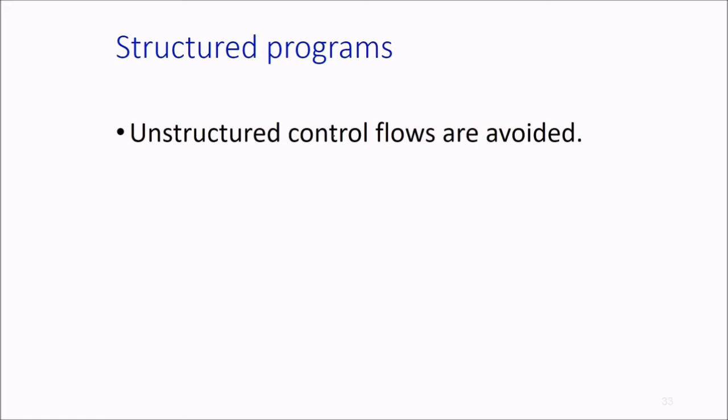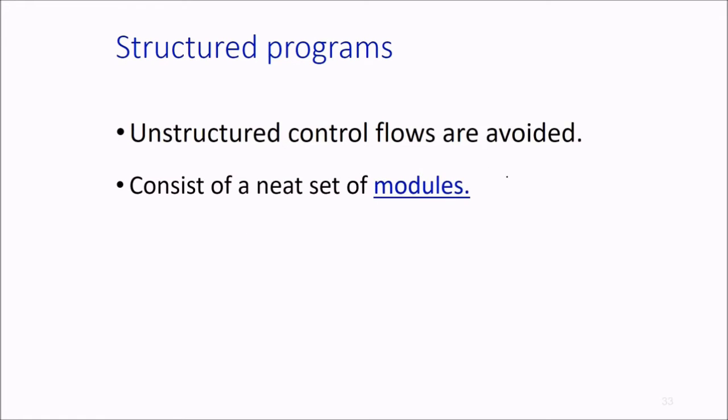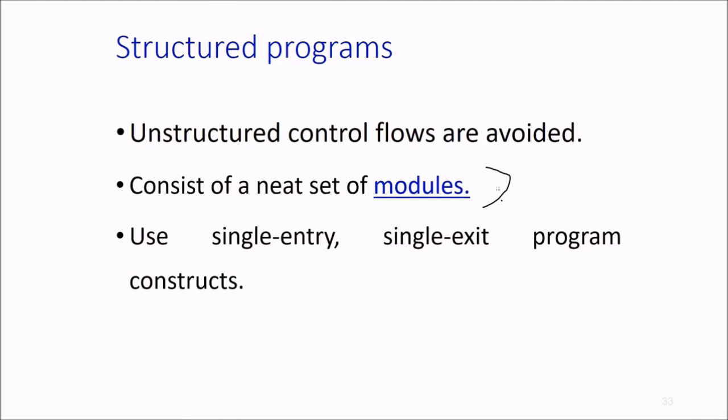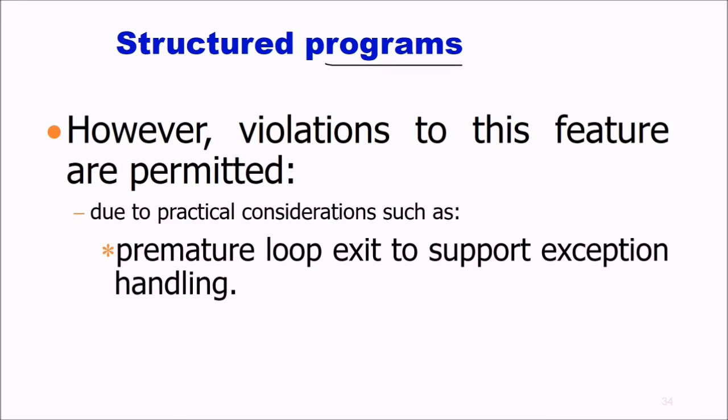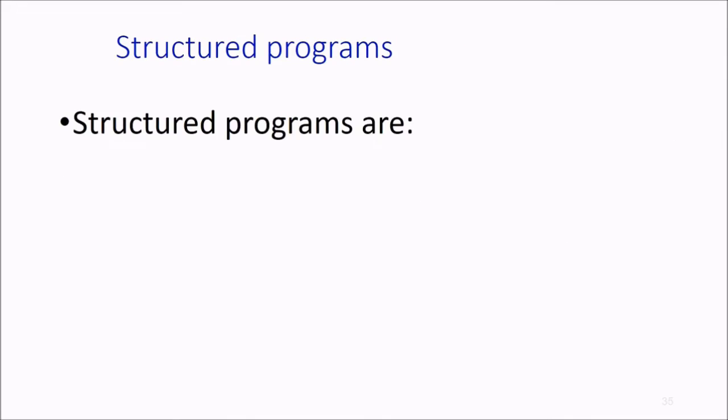With the advent of structured programs, unstructured control flows were highly avoided, and programs only consist of a neat set of modules. We have functions, modules, procedures, and they use single entry and single exit program constructs. Violations of this structure are permitted due to some practical considerations, such as when you want to exit prematurely from a loop, and you want to do some exception handling also. In this case, you can do it.